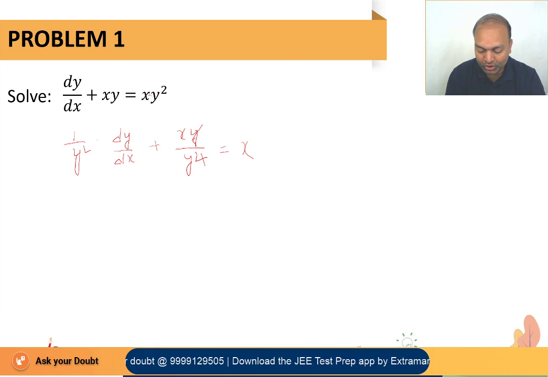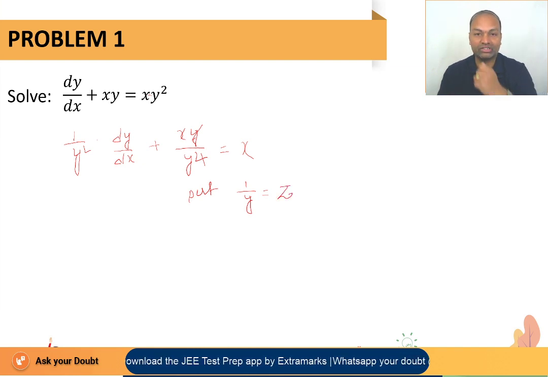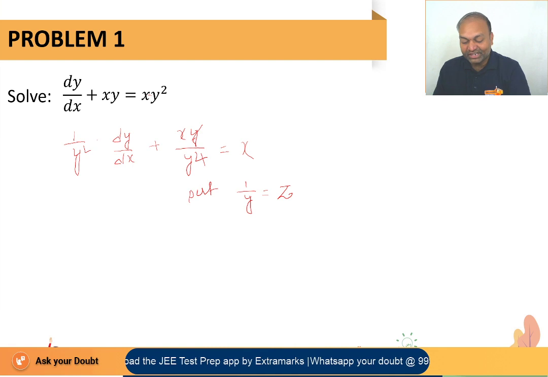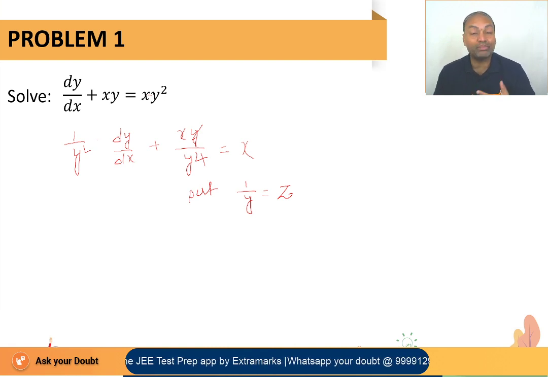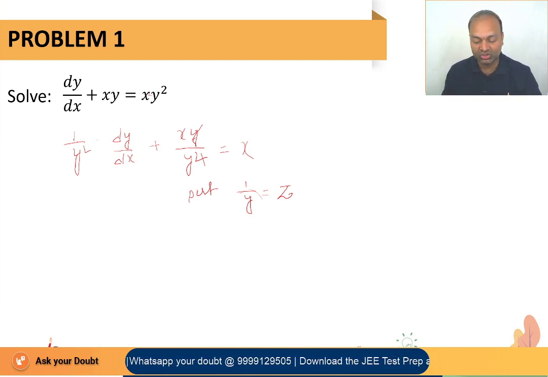Right. So put 1 by y is equal to some other letter z. Right. Now differentiate this equation with respect to what? x only. Right. 1 by y. Assume this part as x. Apply the chain rule. It is in the form of 1 by x. What is the derivative of 1 by x? The derivative of 1 by x is minus 1 by x square.